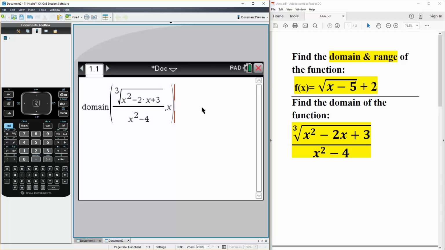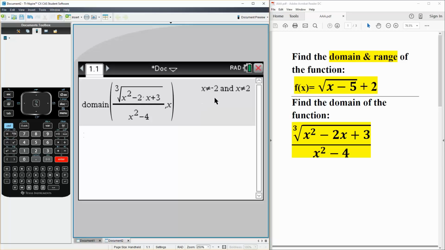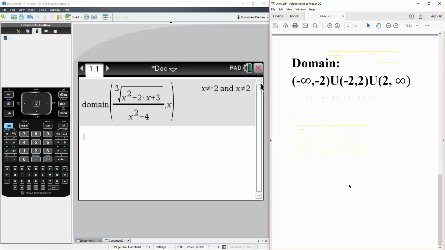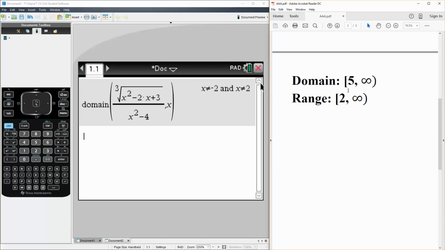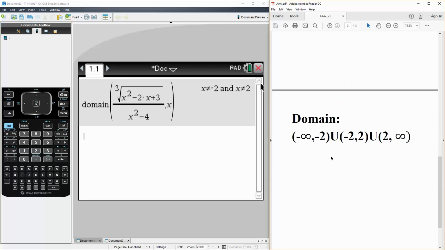Comma x. Hit enter. And so this is saying that x cannot equal negative 2 and x cannot equal 2. So it can equal any number but negative 2 and 2. And so that can be translated to this. It could go all the way from negative infinity, comma, negative 2. And unlike what we did here, where we used square brackets, we will use parentheses because it cannot equal negative 2. So parentheses, negative infinity, comma, negative 2, parentheses, union.